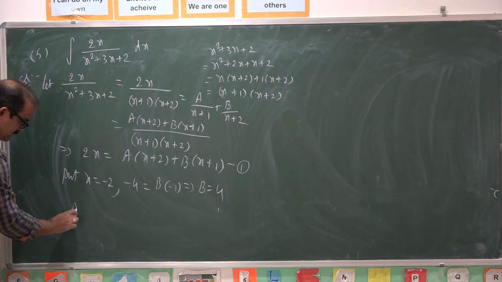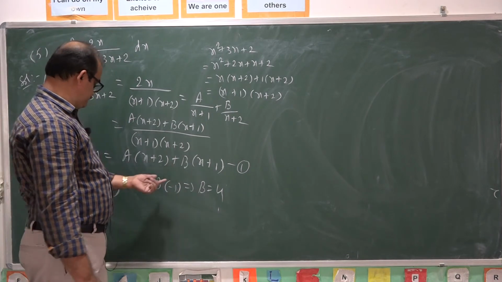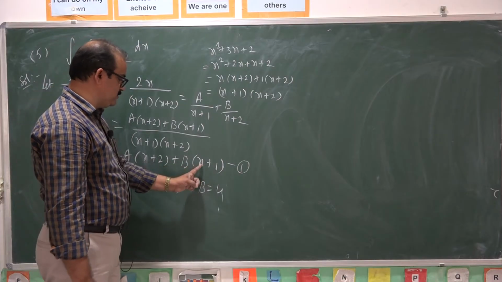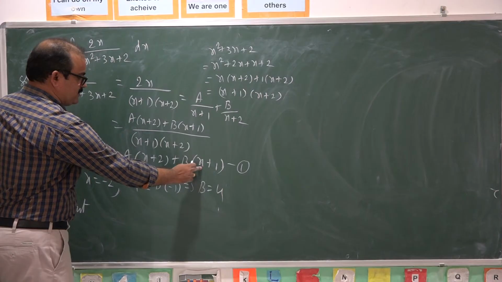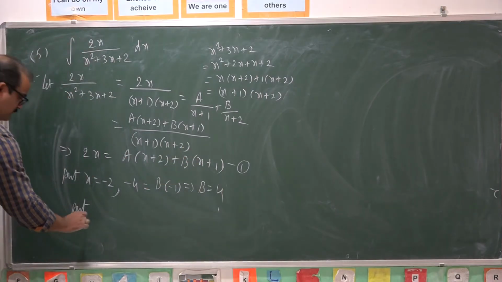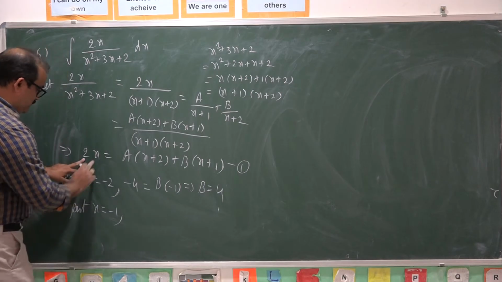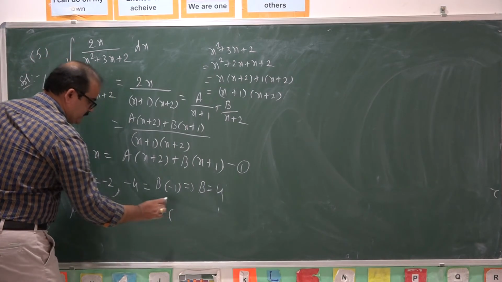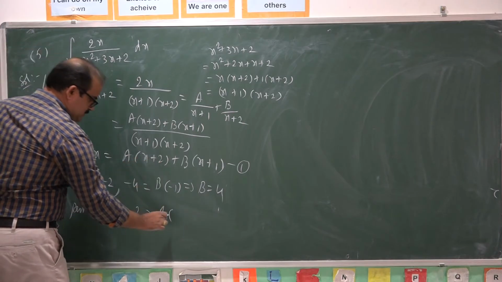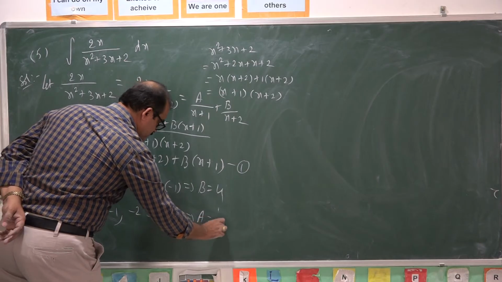Next, when the second term is 0, if you put x is equal to minus 1, x plus 1 is 0. Put x is equal to minus 1. 2 into minus 1, minus 2, is equal to a into minus 1 plus 2, 1. So, a is equal to minus 2.